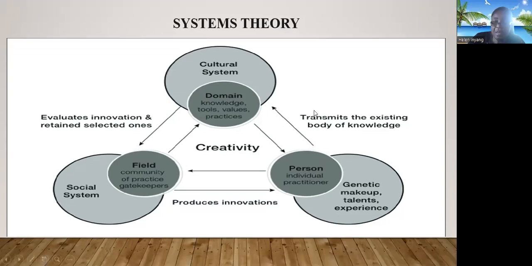We have the persons here, who transmit the existing body of knowledge. The persons here are individual practitioners, the people that will undergo this. Then the genetic makeup has to do with experience and talents. Some of the individuals are talented in one thing or the other. Then, looking at the field, the field here is the community of practice, the gatekeepers, those where the business is actually taking place. That is the social system. It has to do with their norms and beliefs.